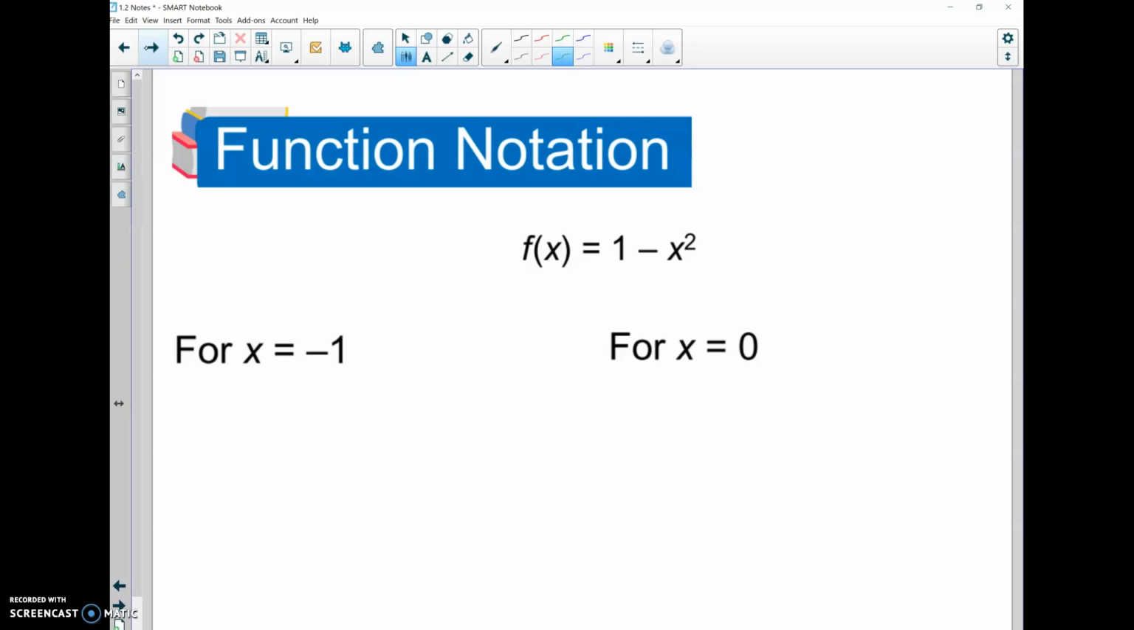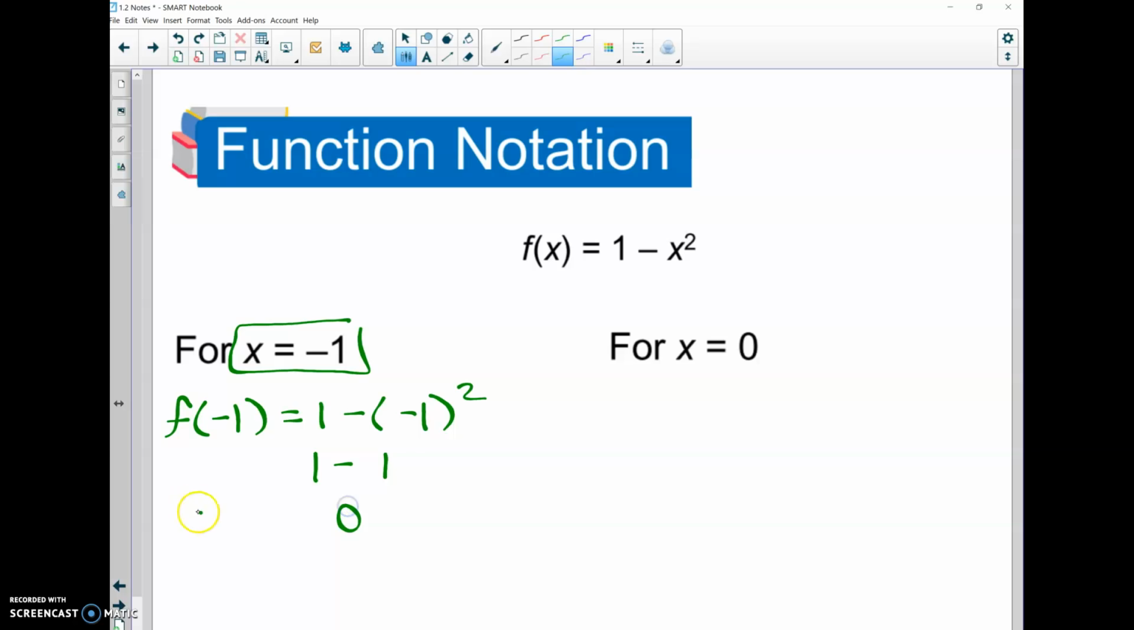All right, so here our f of x is just exactly what we had a minute ago. f of x equals 1 minus x squared. For x equals -1, we are finding the value of the function f when x is -1. So we are substituting -1 in for x, and we write the notation this way: f of -1 equals 1 minus the x value squared. So 1 minus (-1) squared is 1 minus 1, so 0. So f of -1 equals 0.